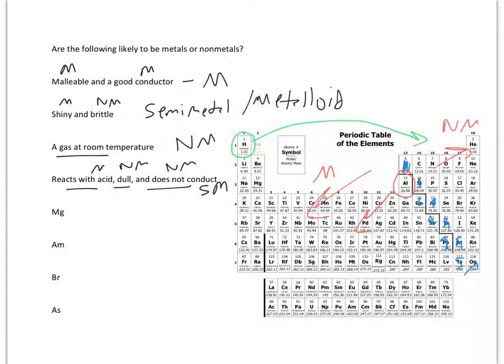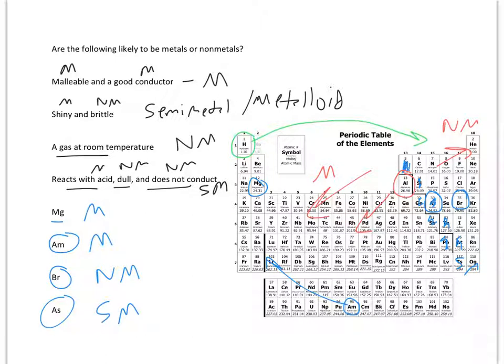So here, if I want to judge magnesium, it's here, so magnesium's a metal. Americium, it's down here, which remember is really over here, so that's also a metal. Bromine is up in this corner here, so this is a nonmetal. Arsenic is right here, and that's a semi-metal. So that's sort of how you tell the difference between metals and nonmetals.